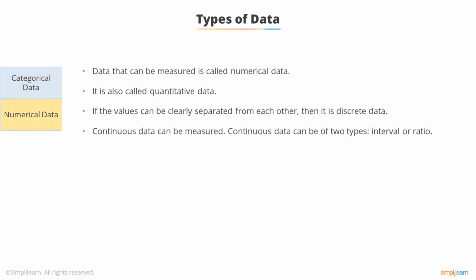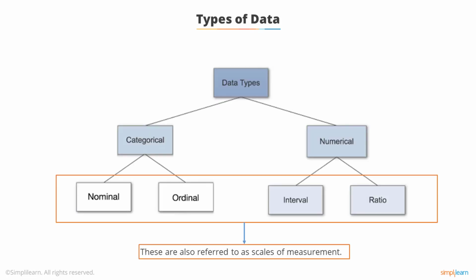Data that can be measured quantitatively is called numerical data, hence it's called quantitative data. When values can be clearly separated from one another, they're discrete. When data is essentially on a sliding scale, like seconds, it's continuous. We could technically say that time is fully continuous because you can continuously go down to nanoseconds. Discrete and continuous data can be of two types, interval or ratio. Looking at these data types, we have the categorical, nominal and ordinal, and the numerical, interval and ratio. These are termed scales of measurement.